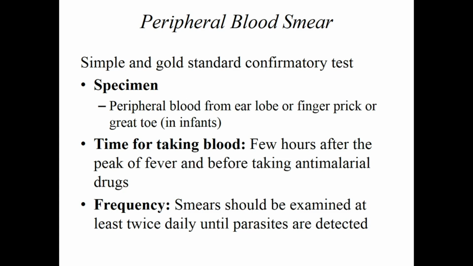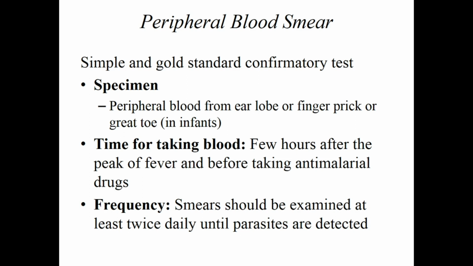So what is the specimen which you would collect for a peripheral blood smear? It can be from peripheral blood, either from the earlobe or the finger prick. Finger prick is usually the sample which is taken, because you want only the capillary regions like the earlobe, the finger prick or the great toe in case of infants. And when is the best time for taking the blood? It will be a few hours after the peak of fever and before taking any anti-malarial drugs.